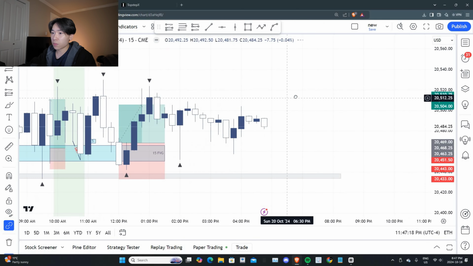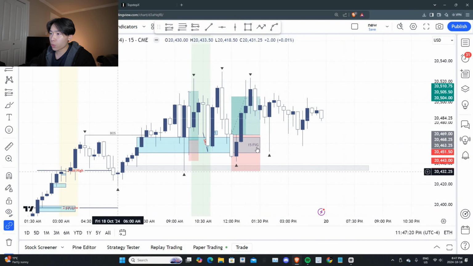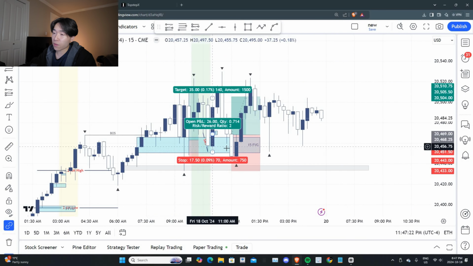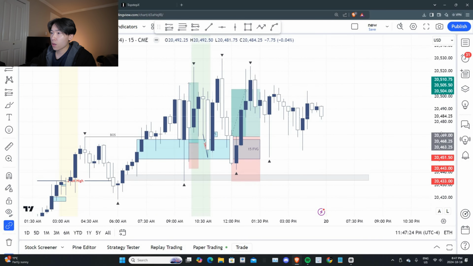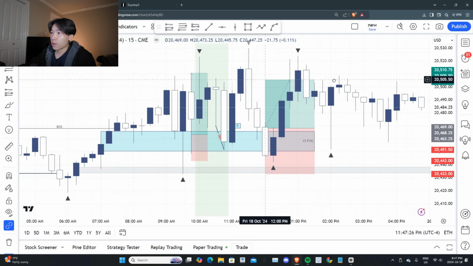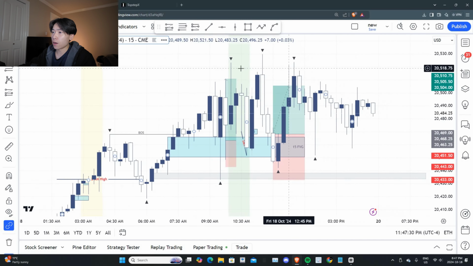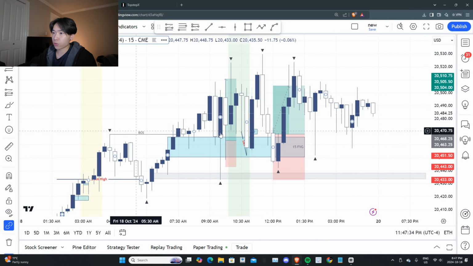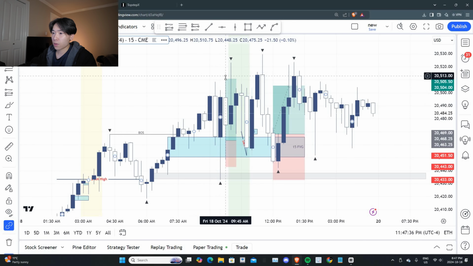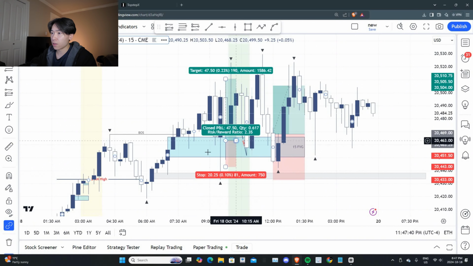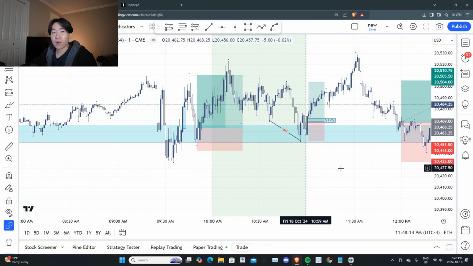Let's move to the 15 minute. Here we do have a 15-minute fair value gap. And the first two trades right over here, I did miss. So we're on the 15-minute. Basically, we have a break of structure. Price comes up. We continue lower and we reject off this fair value gap and this fair value gap right over here.